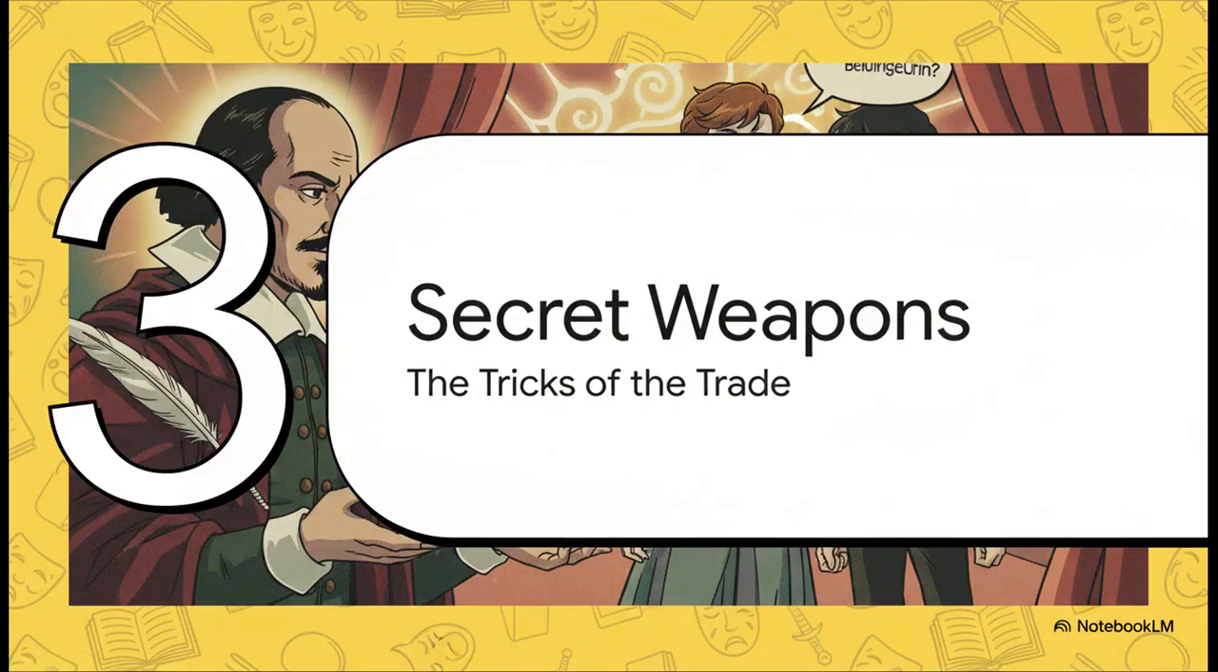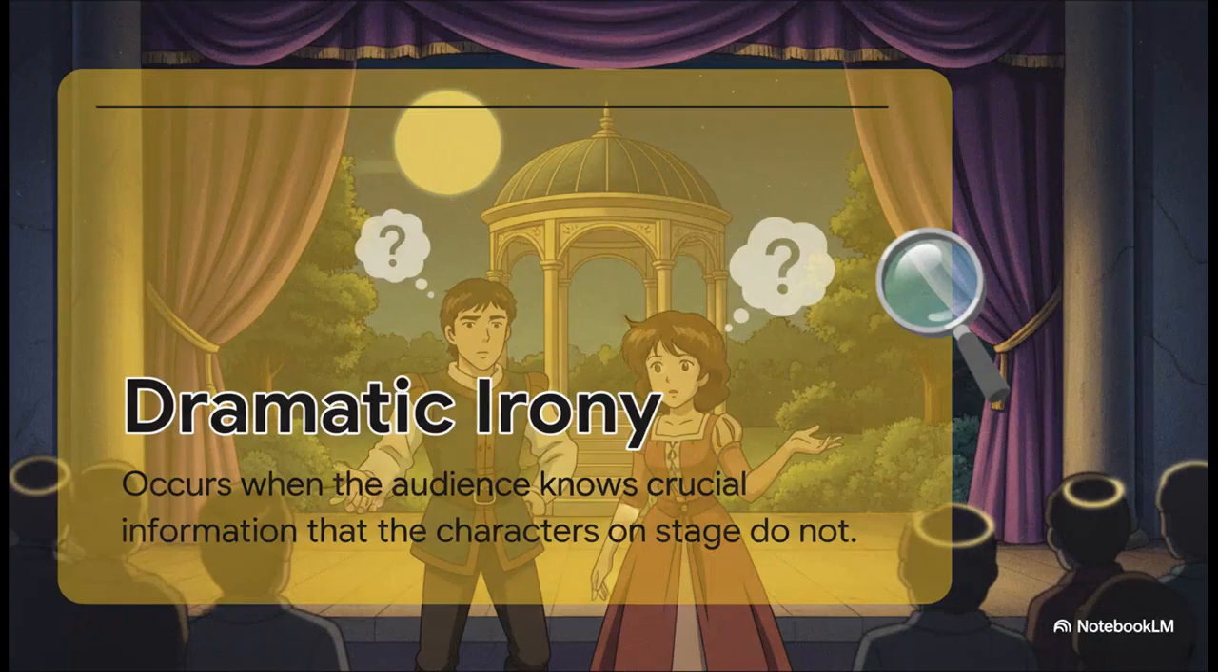Okay, so we've covered words and we've covered actions. Now, let's get into Shakespeare's secret weapons, the dramatic devices he uses to basically play with the audience, to manipulate our knowledge and our emotions. The biggest one of these is dramatic irony. You know that feeling when you're watching a movie and you want to scream at the screen, "Don't go in there!" It's because you know something the character doesn't. Well, Shakespeare is an absolute master of creating that feeling.